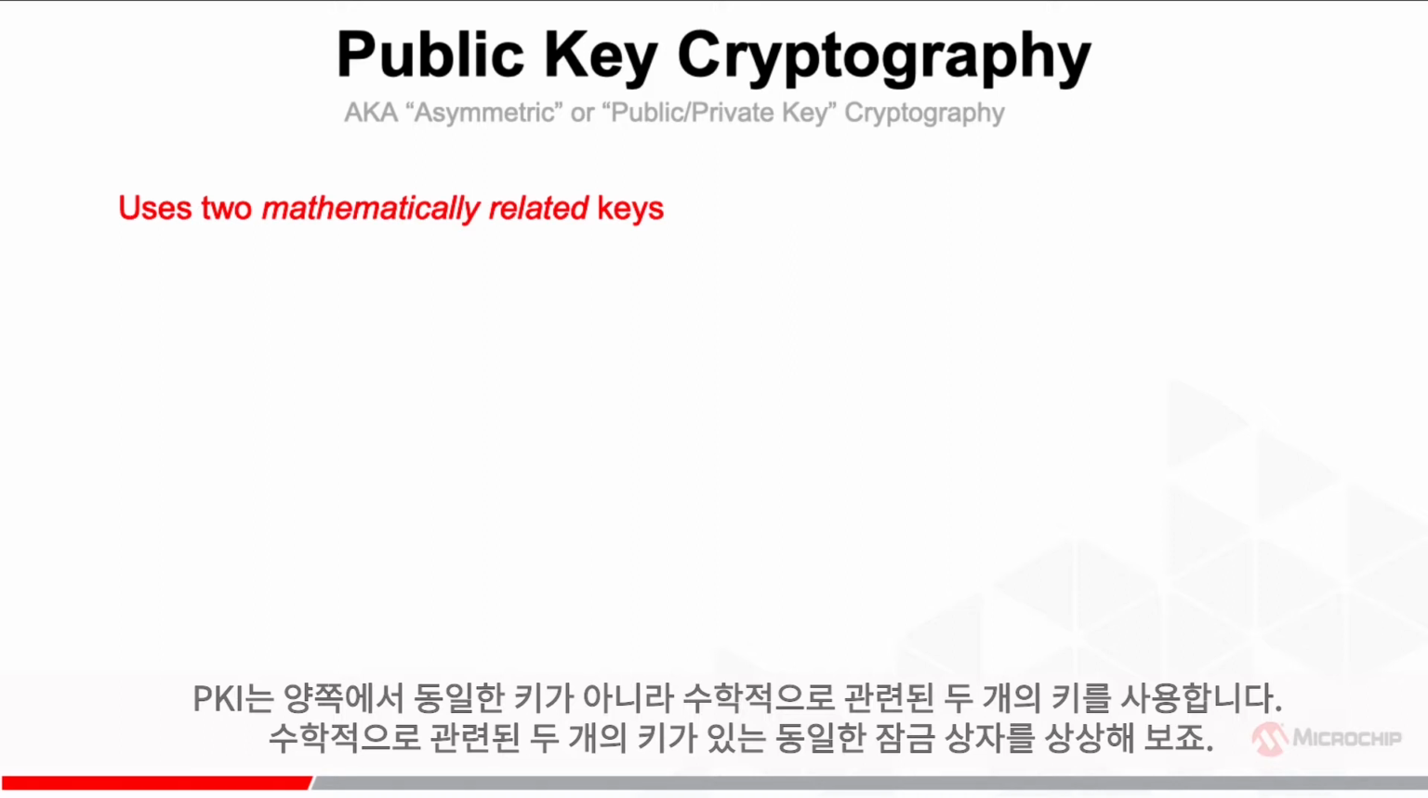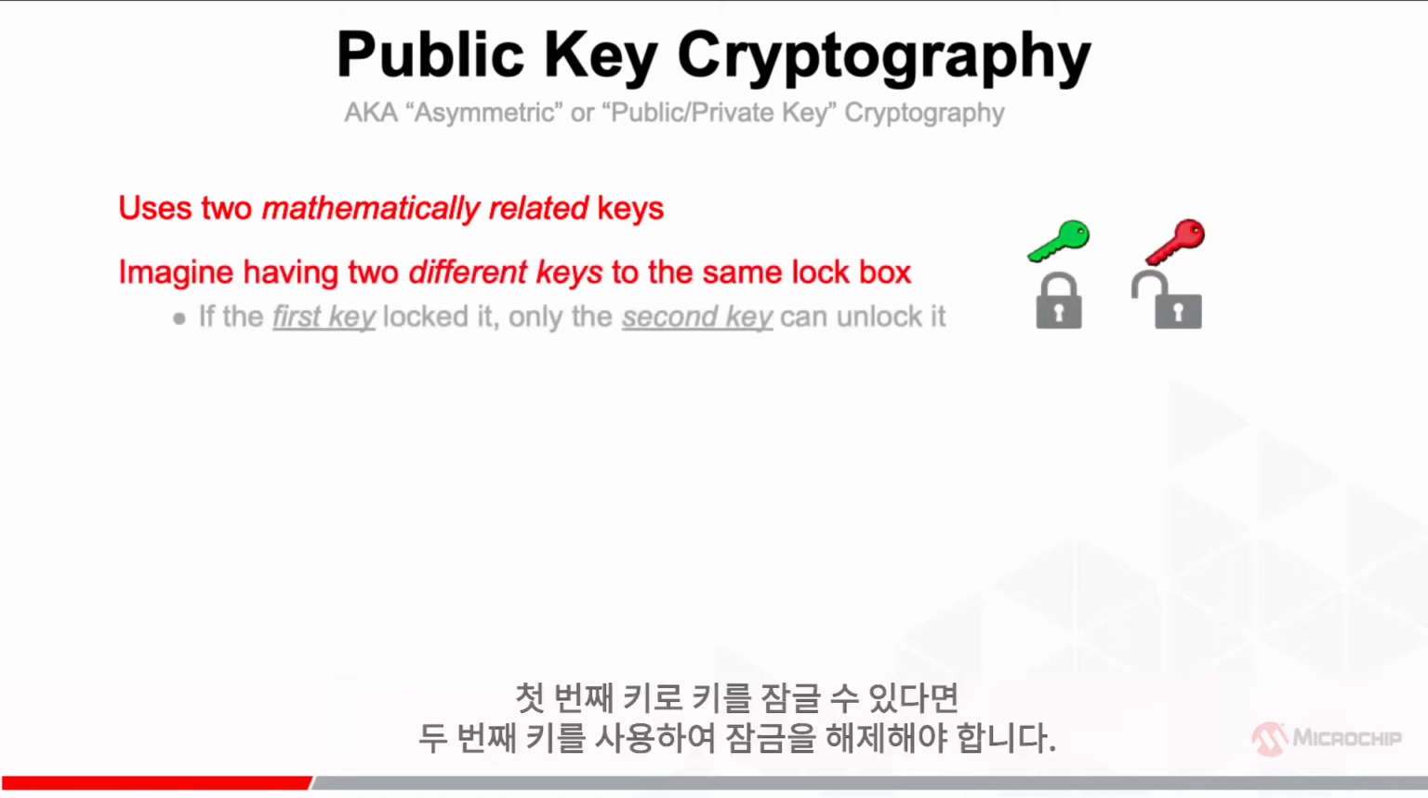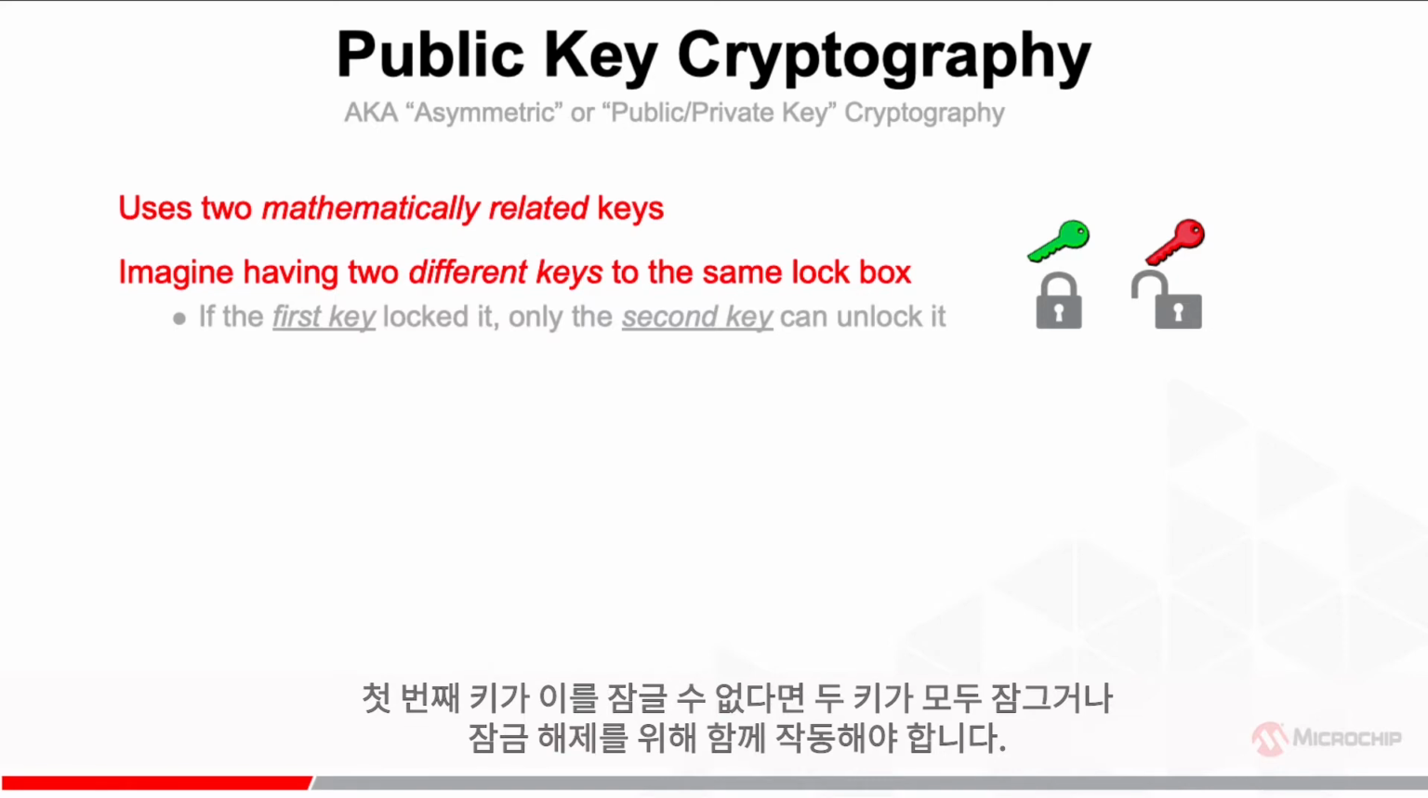If you can imagine that same lockbox with two mathematically related keys, the first key could lock it, but you would need to use the second key to unlock it. The first key would not be able to both lock it and unlock it. They need to work together.